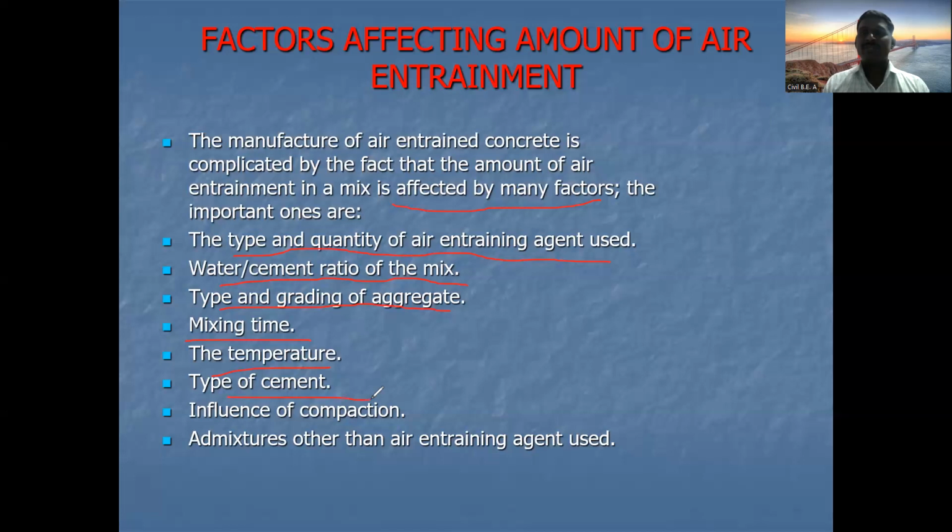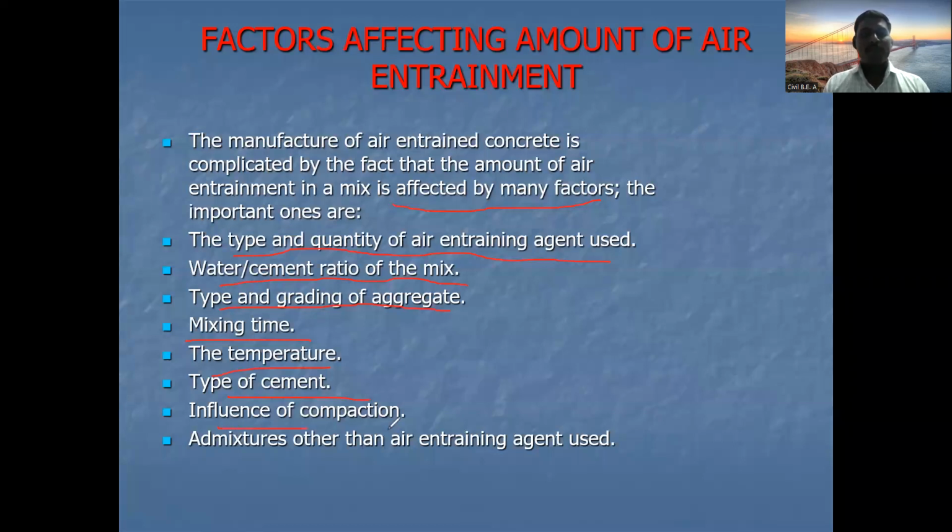Then types of cement, which type of cement we are using. There are various grades and various types of cements. Whether we are using ordinary Portland cement or pozzolana cement, that again is a factor that depends on the amount of air entrainment.